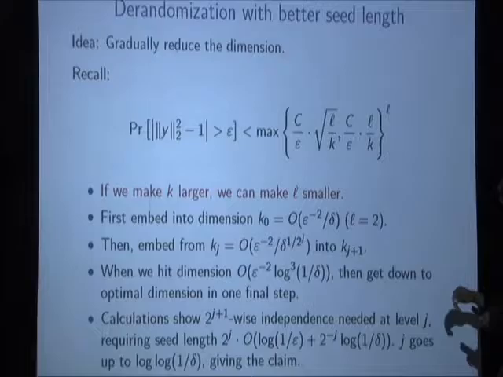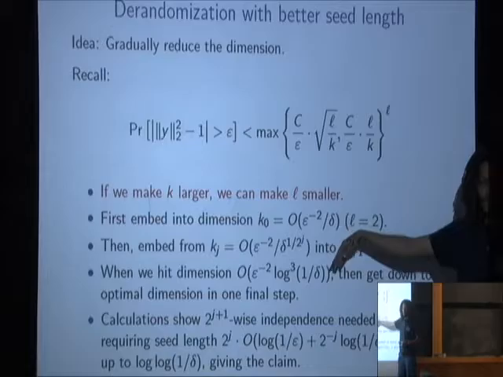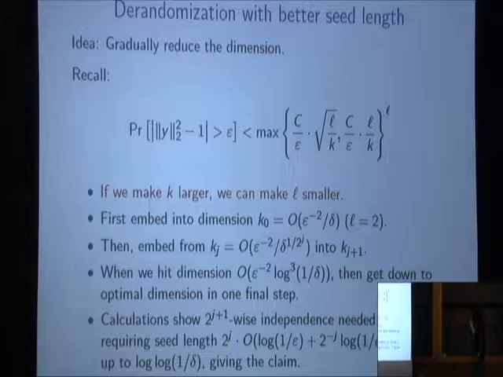And then we're gradually reducing the dimension. Next, you're going to embed into 1 over epsilon squared over root delta. Now, before, if you were using L-wise independence, your seed length was L times log d. Or in fact, it's really log dk because your matrix is k by d. But k is less than d anyway, so it's log d. I didn't want a big L to multiply log d. But now my dimension is 1 over epsilon squared delta.